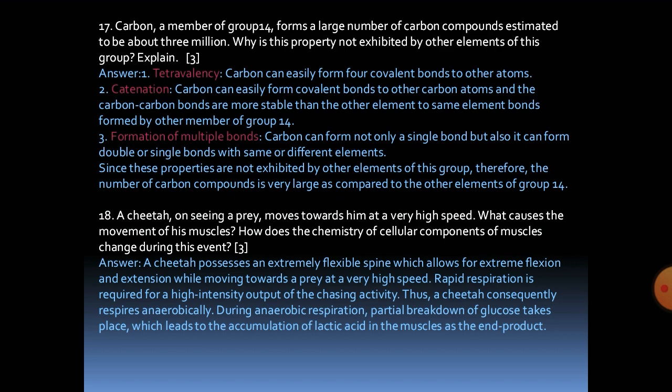Rapid respiration is required for a high intensity output of the chasing activity. Thus, a cheetah consequently respires anaerobically. During anaerobic respiration, partial breakdown of glucose takes place, which leads to the accumulation of lactic acid in the muscles as the end product. So, here you were asked what causes the movement of its muscles? So it respires anaerobically and it produces lactic acid in the muscles as an end product.